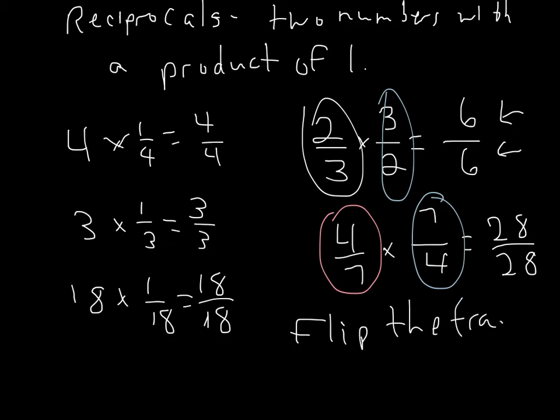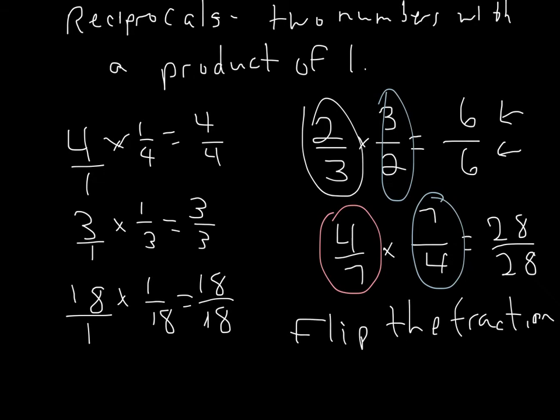And you'll even notice the ones over here on the left. 4 is really 4 over 1. We flip the fraction. 3 is really 3 over 1. 18 is really 18 over 1. When you flip a fraction over, you switch the numerator and denominator, they're always reciprocals. And so that's actually really, really important to understand.